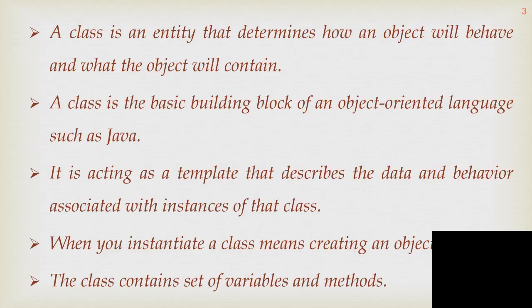First we must know what a class is. A class is an entity that determines how an object will behave, and it is the main concept of an object. A class is a basic building block of an object-oriented programming language such as Java. So it acts as a template. Normally, if you want to create a class, you have to use the syntax: class space class name. And if you want to create an object for the class, you have to create an instance of the class.